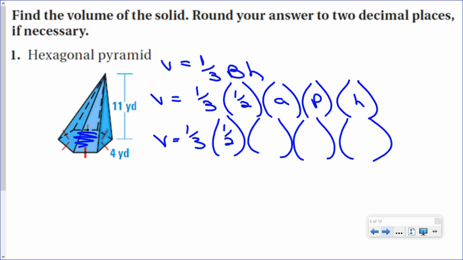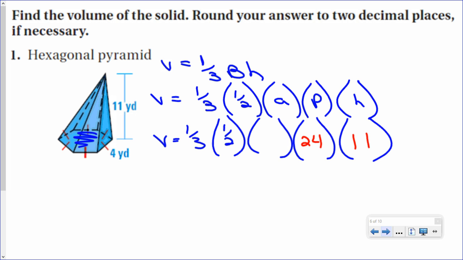Okay, I'm going to have to move this off to the side eventually because I'll run out of space, but away we go. Let's fill in the very last one. The height of the object is 11. We can grab that pretty quick. So that's 11. The perimeter of your base is 4 times 6 because there's a hexagon, 24.